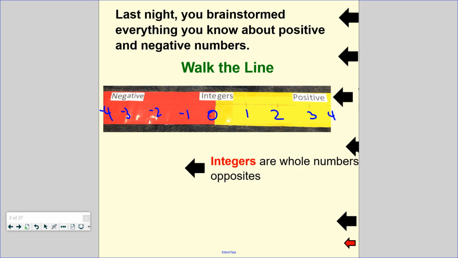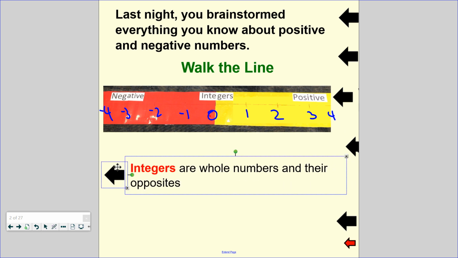Next one. Integers are whole numbers and their opposites. That is what we are learning today. Integers are whole numbers and their opposites. For example, on this number line, I see integers. I see whole numbers such as 1, 2, 3, 4, 5, 6. The opposites are -1, -2, -3, -4, -5, -6.